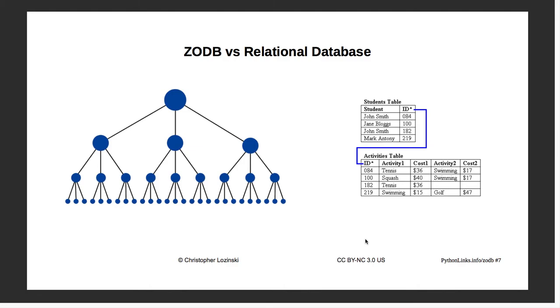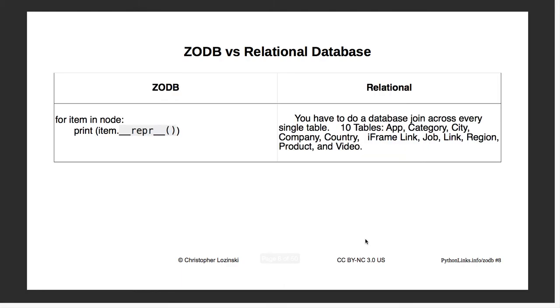You can compare that to the relational database on the right. How does this compare in terms of software? Well, let's write a very simple application. Let's iterate over all of the objects in a node in ZODB and print what the dunder repr is. Dunder repr returns a string representation of the object. So you have to actually load the objects to calculate that.